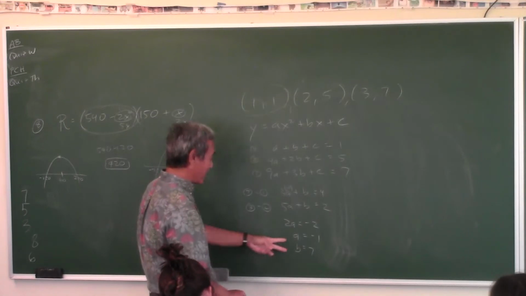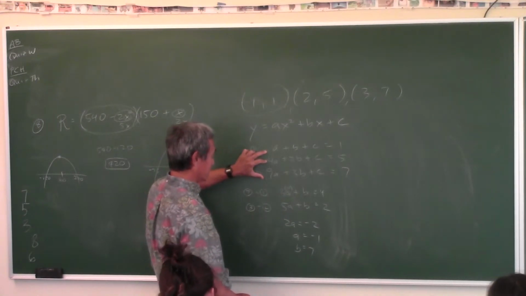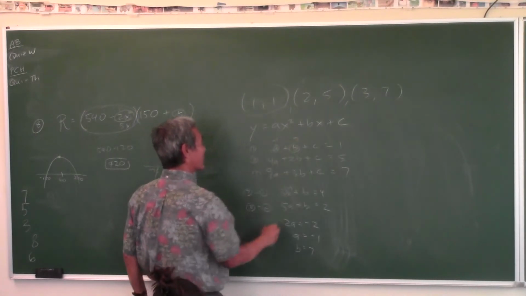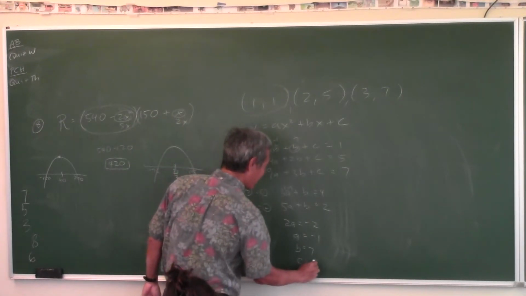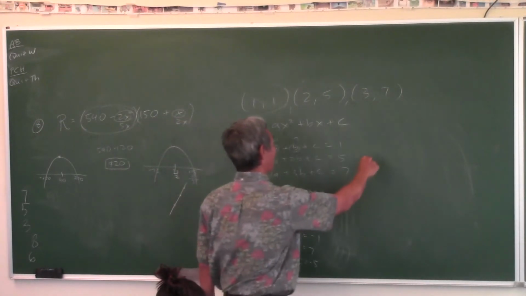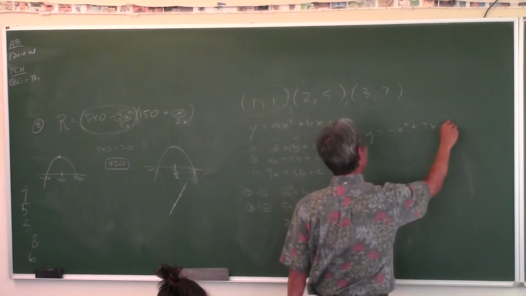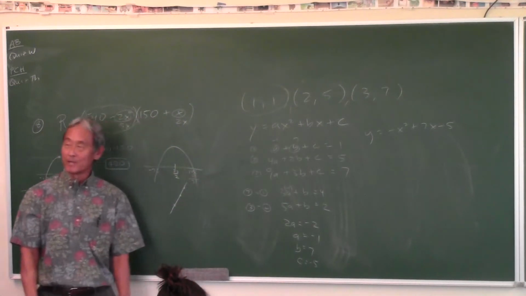And once you figure out a and b, go back up to one of these 3 here to figure out c. Which one looks the easiest? I think the first one, yeah? So if this is negative 1 and that's 7, what is c? C is negative 5. Therefore, the equation of this parabola is y = -x² + 7x - 5. There you go. Bam! All you have to do is solve 3 equations, 3 variables.